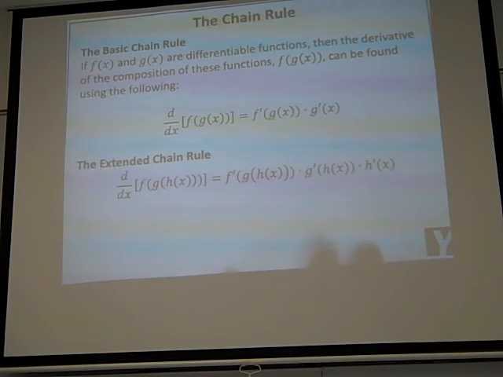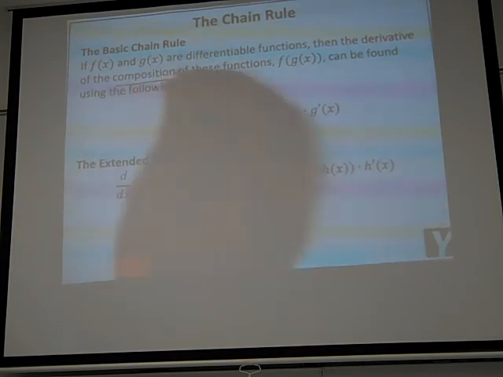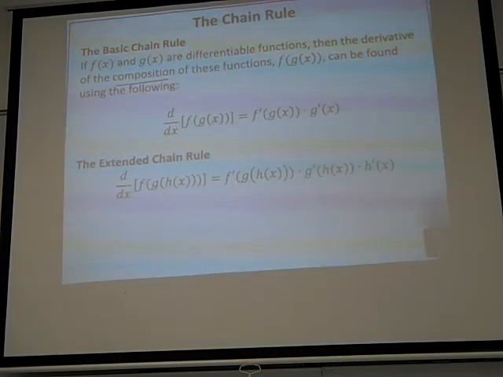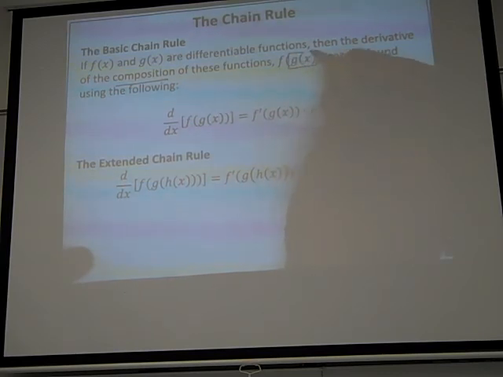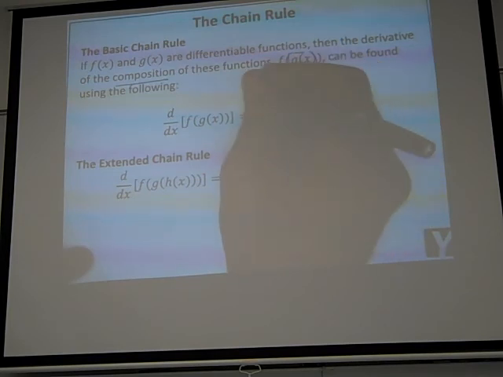Another really important rule for us is the chain rule. This is where we talk about the baby and the mama. If f and g are differentiable functions, differentiable function just means that the derivative exists. Then the composition is when you have a function inside of another function, like f of g of x. The g of x is the baby. The baby lives inside of f.